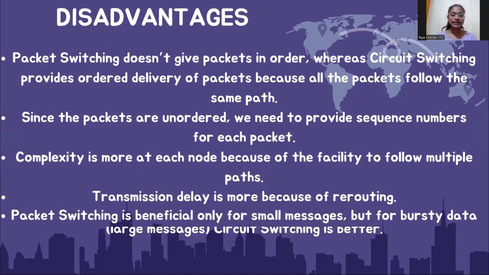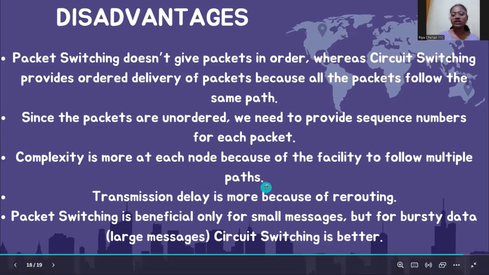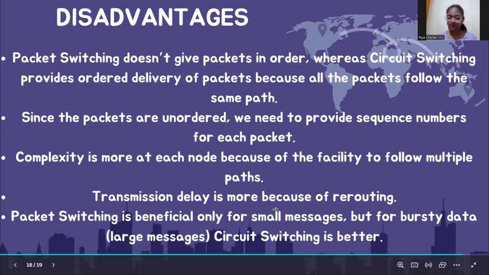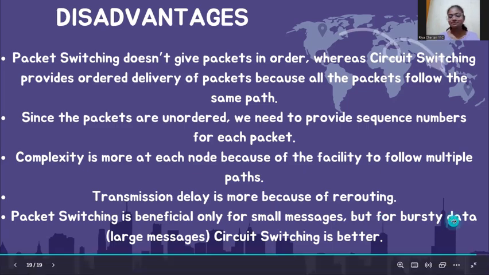So now let's understand the disadvantages of packet switching. Packet switching does not deliver packets in order, whereas circuit switching does. Since the packets are unordered, we need to provide a sequence number to understand if there is a packet missing or not. Complexity is more at each end because of the facility to follow multiple paths. Transmission delay is more because of rerouting, and packet switching is beneficial only for small messages, but for bursty data or large messages, it is not reliable. That's all with my presentation.